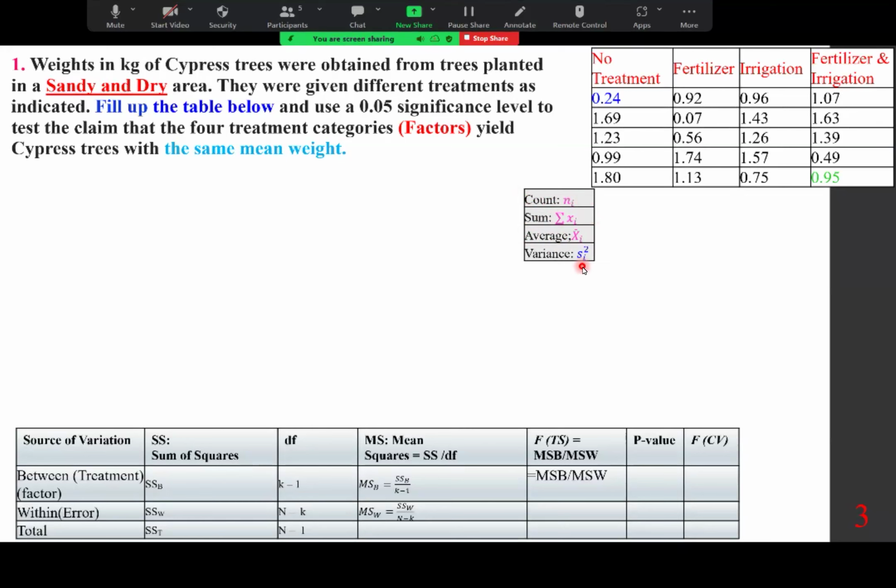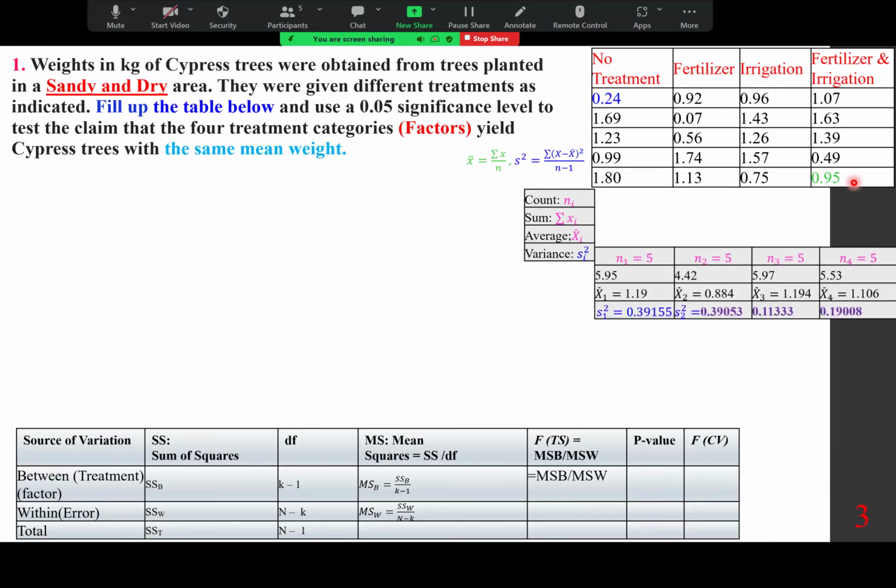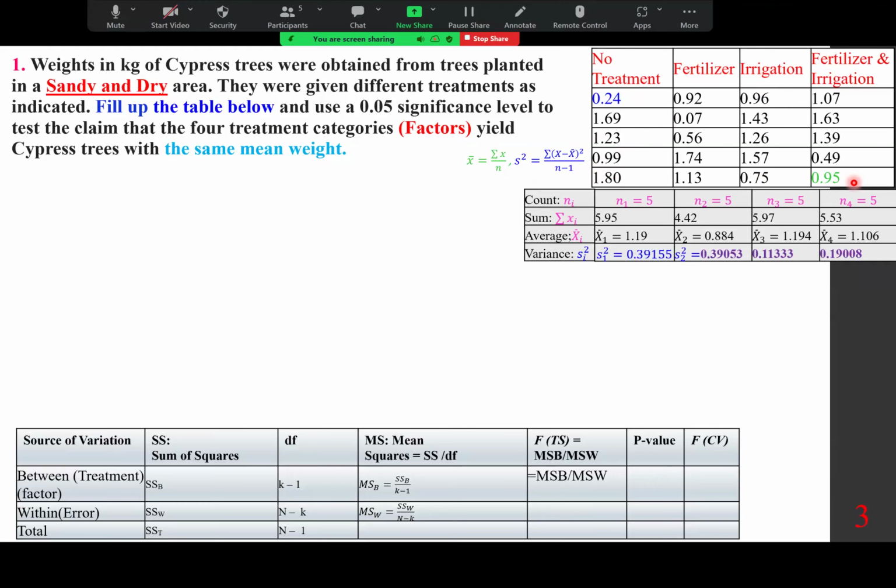And the variance S sub i squared, again, I remind you, x bar for this one is summation of x divided by n. So this one divided by this one gives you the third one. And S sub i squared, we remember the formula for variance. S squared is summation of x minus x bar quantity squared over n minus 1. We do it with respect to each group separately. So those are the preliminary calculations.